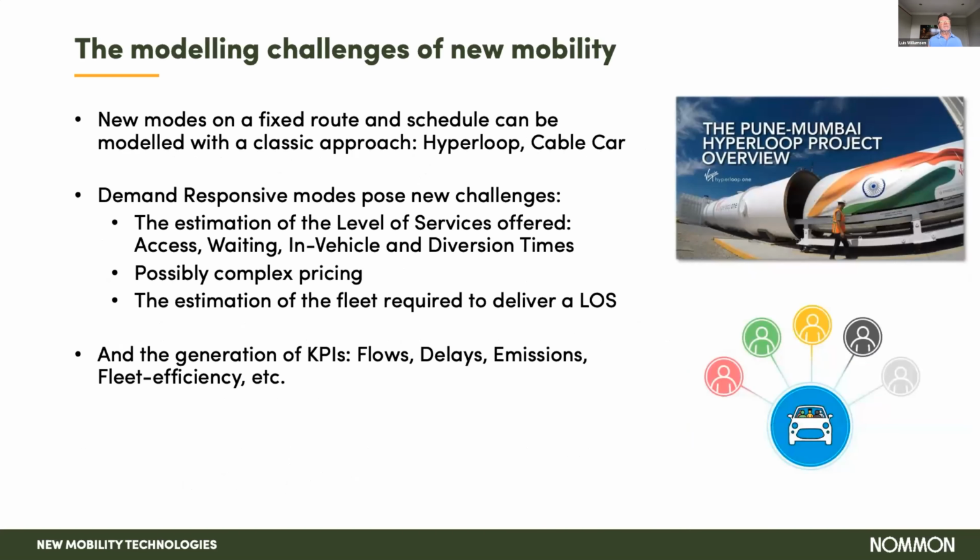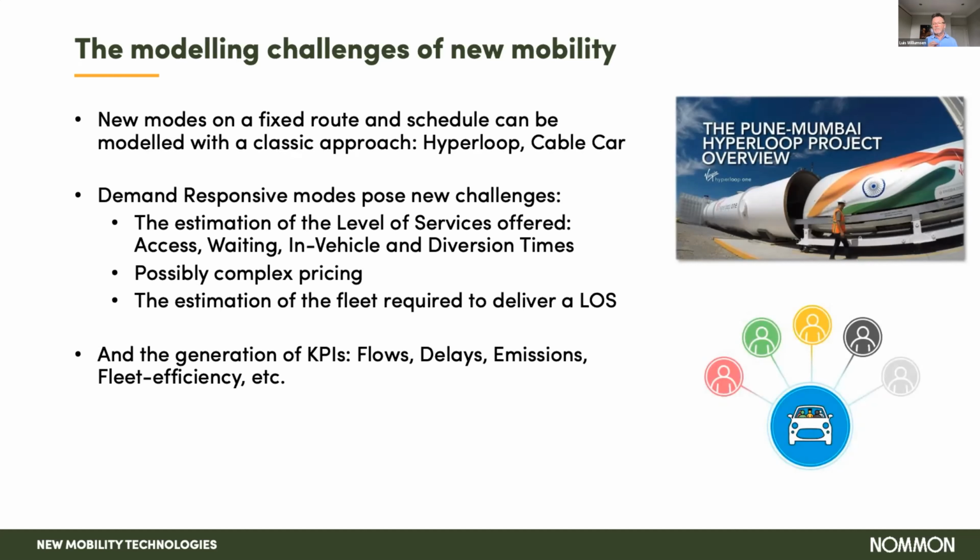And the challenges are because, in principle, if it's just a simple public transport service like Hyperloop or a cable car, which is another mode of that kind, which is new, very popular in Medellin, for example. If they are fixed route and fixed frequency schedule, we can model them in the traditional way in our models. I mean, it's a public transport mode. But when you go to a demand responsive mode, this becomes a much more difficult thing.